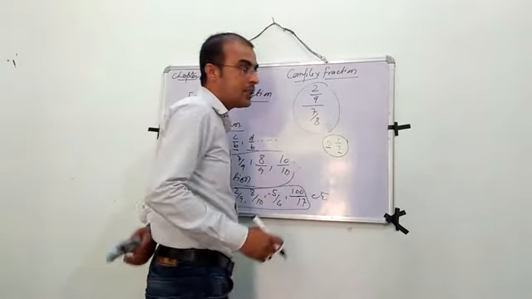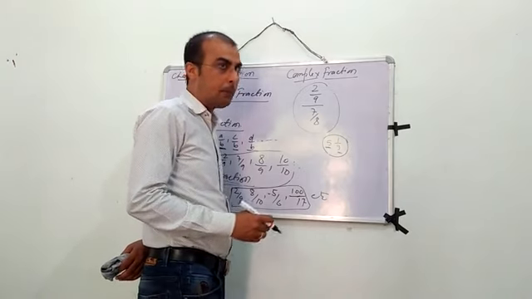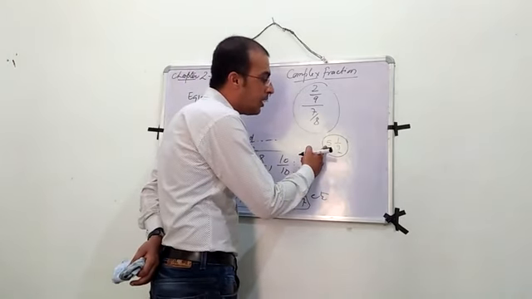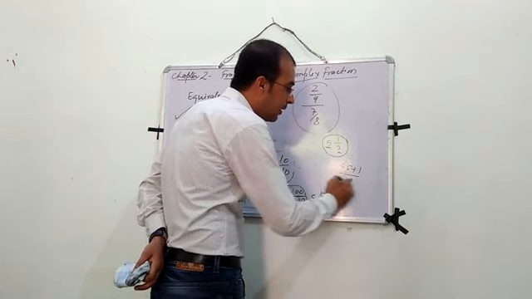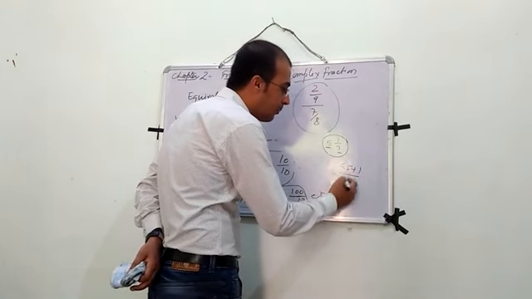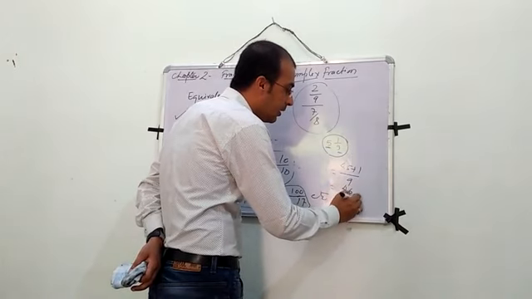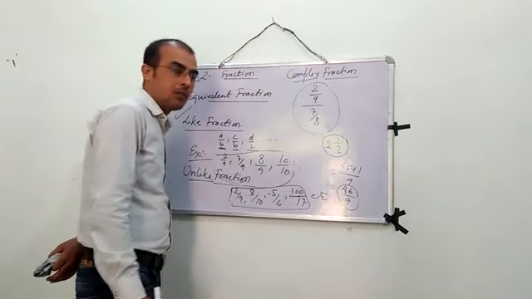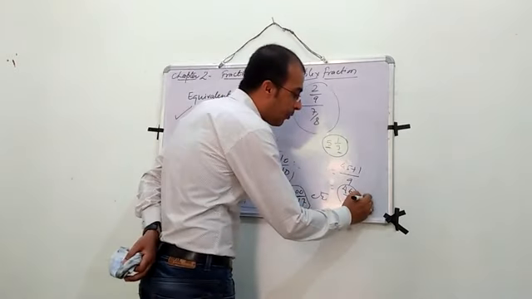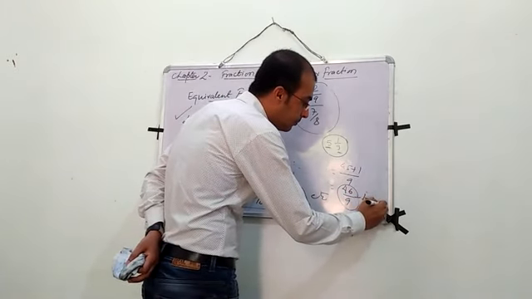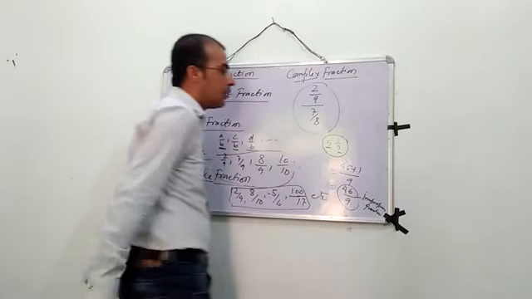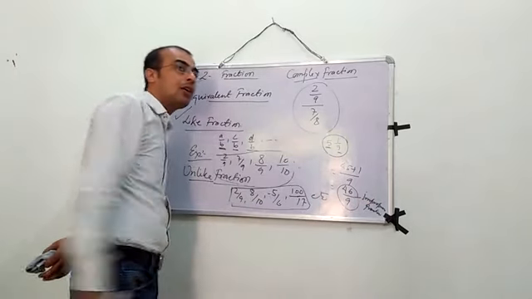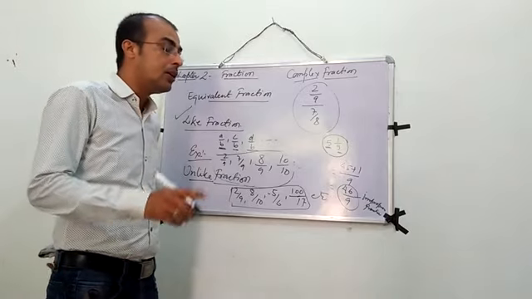So how can you change it to an improper fraction? 5 nines are 45, plus 1, divided by 9. So 45 plus 1 equals 46 by 9. This is the improper fraction. Is it clear? And how can we convert an improper fraction into a mixed fraction?